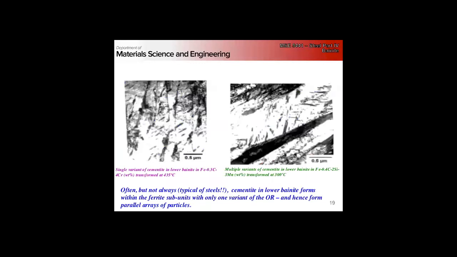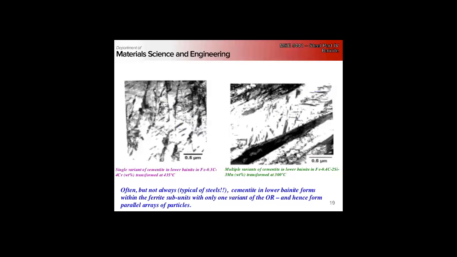And we often see the cementite of lower Bainite forms within these subunits with only one variant. Remember, these orientation relationships, because of their symmetries, have multiple variants. So there can be multiple cementite orientations that have the same orientation relationship. And a lot of times with lower Bainite, we only see one, right?